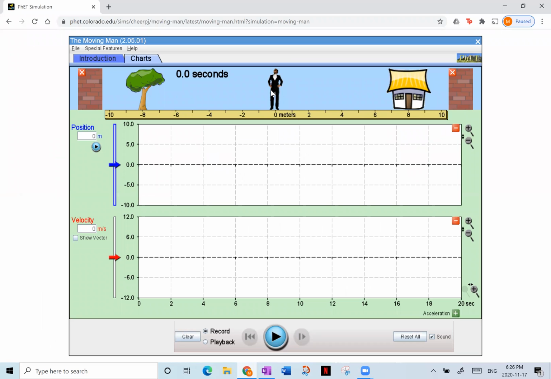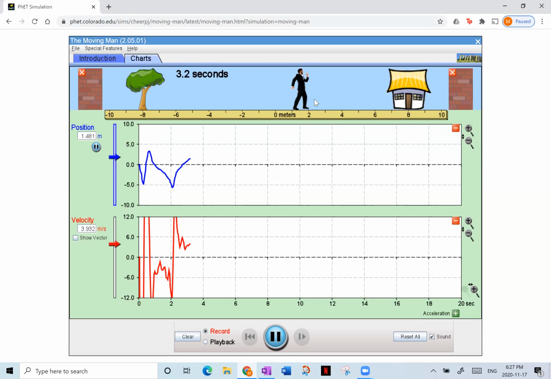Okay, so there's two ways for me to move the man. I can grab him and move him around, and the video will probably look quite choppy. Here I am moving it kind of slowly, position versus velocity time graph. Now he's moving in the positive direction. Right, it's like that. Okay, and then I can pause this.